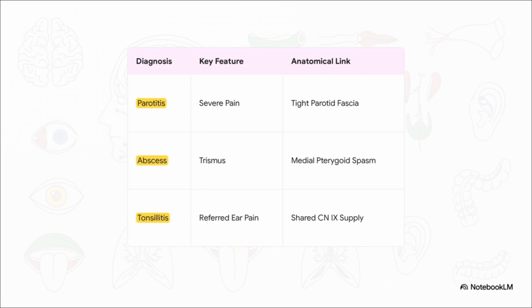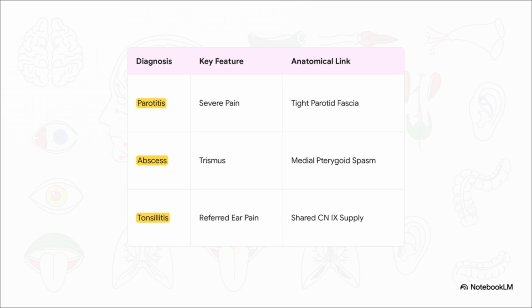In acute parotitis, the pain is just excruciating because the parotid gland is wrapped in this tight, unyielding fascia. A deep neck space infection like a parapharyngeal abscess, that's often going to present with that significant trismus we just talked about. But here's a classic clinical pearl for you, referred ear pain, or otalgia.